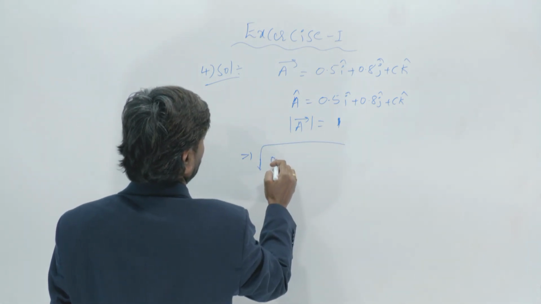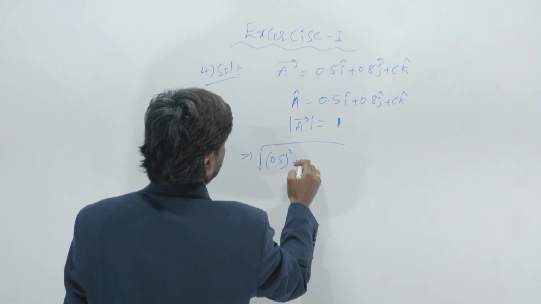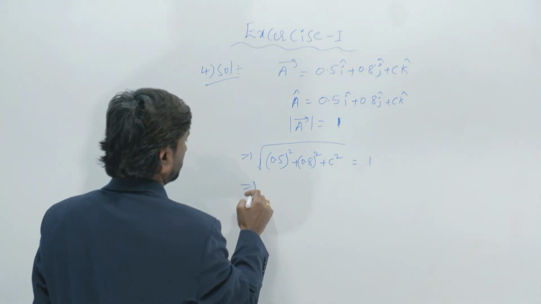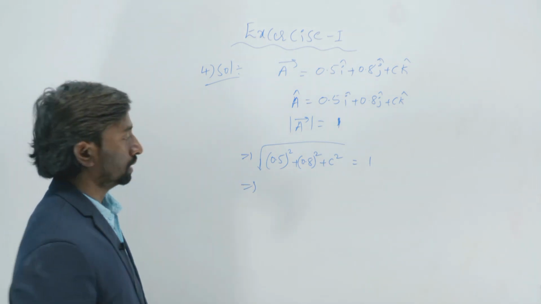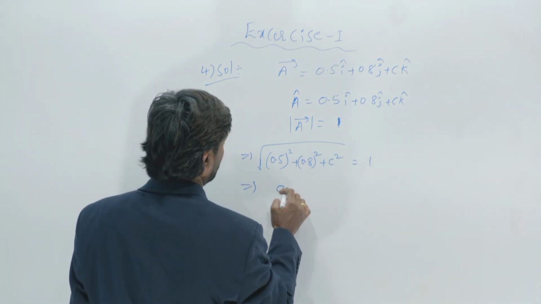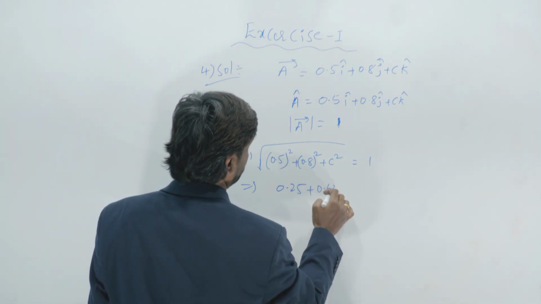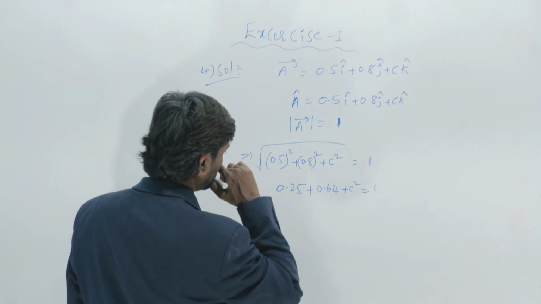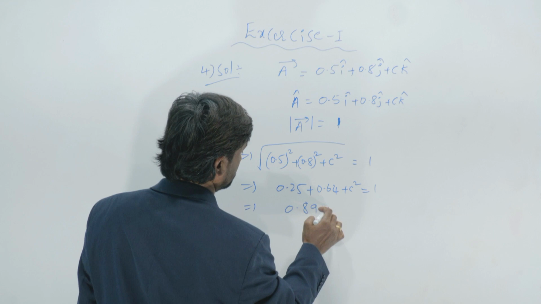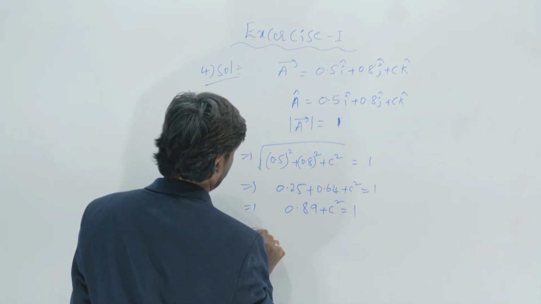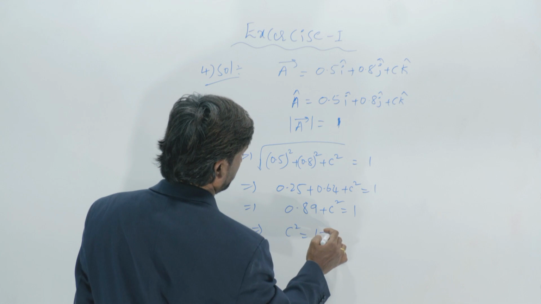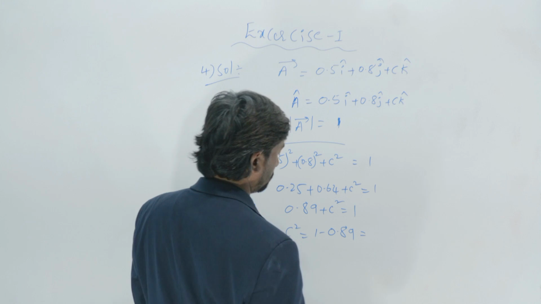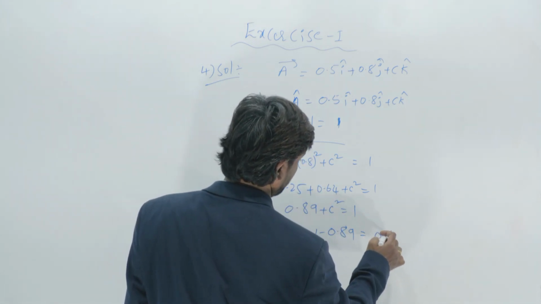Previously we used the formula 0.5 whole square plus 0.8 whole square plus C square is equal to 1. If you do squaring on both sides, we will get 0.25 plus 0.64 plus C square is equal to 1. So 0.25 plus 0.64, how much do you get? 0.89 plus C square is equal to 1. So from this, C square is equal to 1 minus 0.89. How much do we get? 0.11.